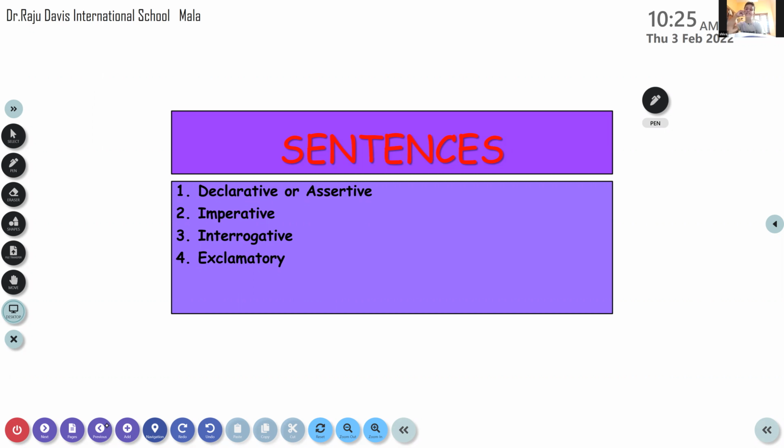Now, how many times should we write and study? Five times. What is the spelling of declarative? Declarative. Shiva, imperative? Imperative. Adinath, E or I? Interrogative. Okay. Arfan, exclamatory? Exclamatory. Okay, so these are the four types of sentences we have learned today.